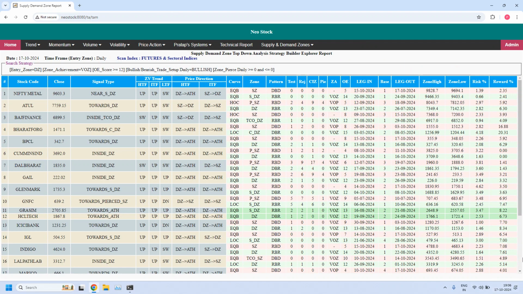So these are the stocks supporting bullish trade setup for monthly income trade, that is entry time frame daily. So all these demand and supply zones are daily demand and supply zones. And these are the first 16 stocks in the list.